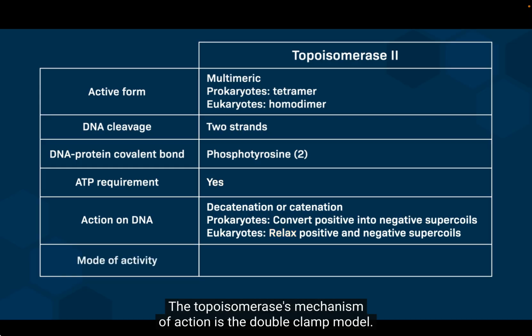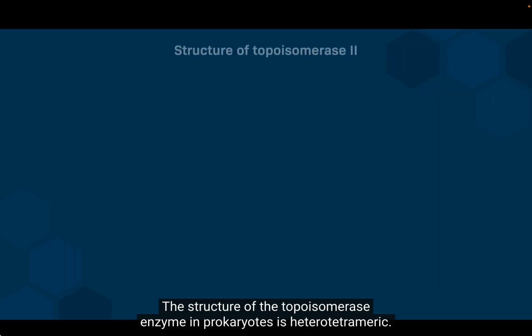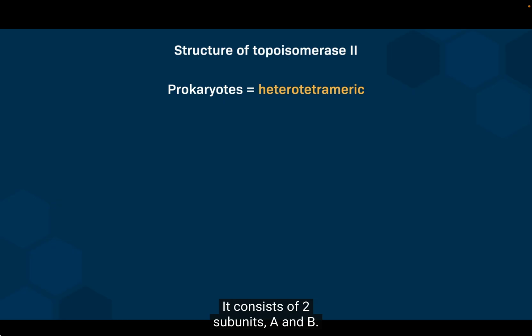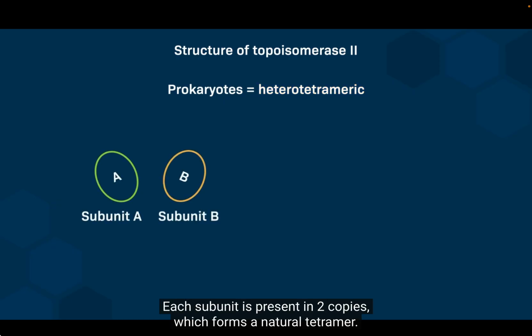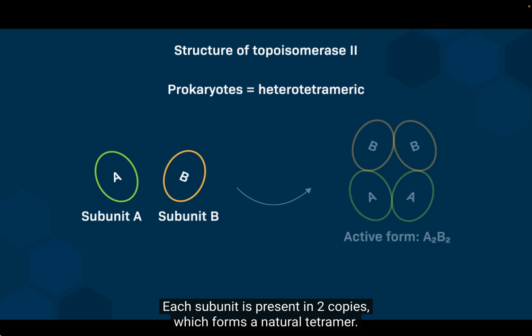The topoisomerase's mechanism of action is the double clamp model. The structure of the topoisomerase enzyme in prokaryotes is heterotetrameric. It consists of 2 subunits, A and B. Each subunit is present in 2 copies, which forms a natural tetramer.